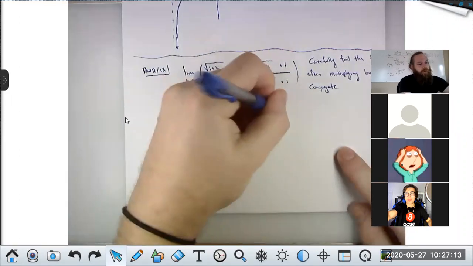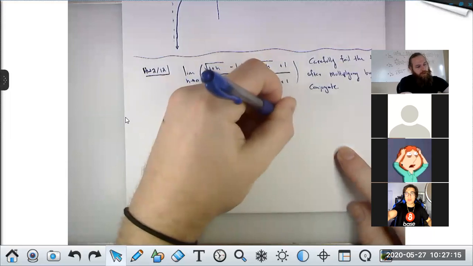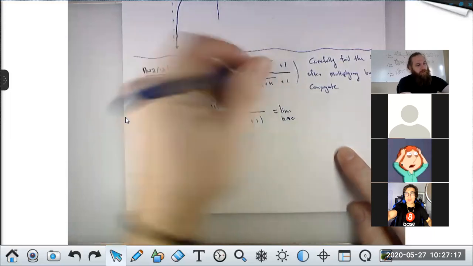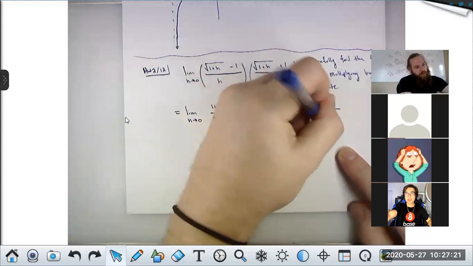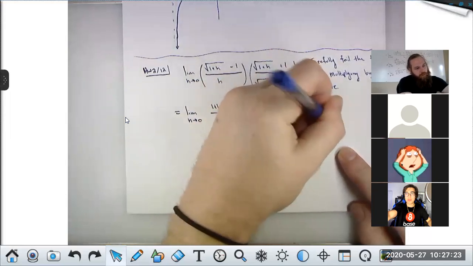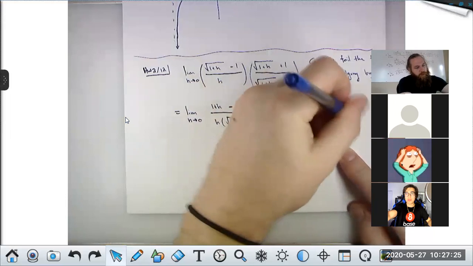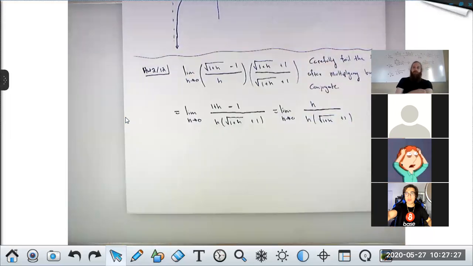So what you're left with here is the limit as h goes to 0 of h over h times the square root of 1 plus h plus 1. And I will let you take it from there. The factors of h will cancel, and then you can plug in 0 for h in the resulting expression. The multiply by the conjugate trick is a common enough one that I would not be surprised if you saw something like this on test 1 also.